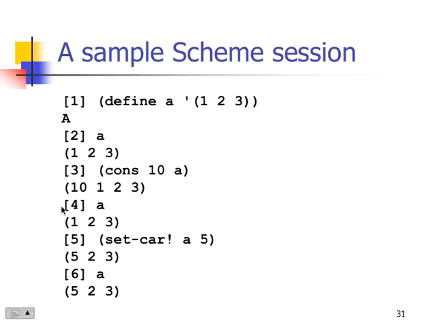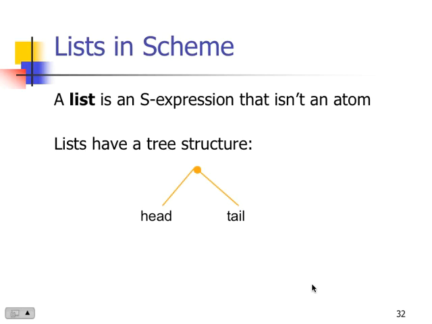Well, cons is just going to put 10 in front of this one here. So we have A. Set car A 5. Now we're going to set the first one to 5. Now we're setting it. So the set in front of the expression actually changes the value. So instead of 1, 2, 3, now we have 5, 2, 3. We type in A and we say 5, 2, 3.